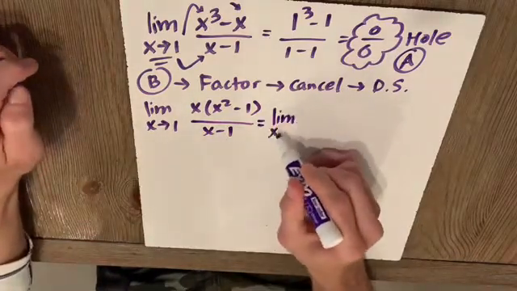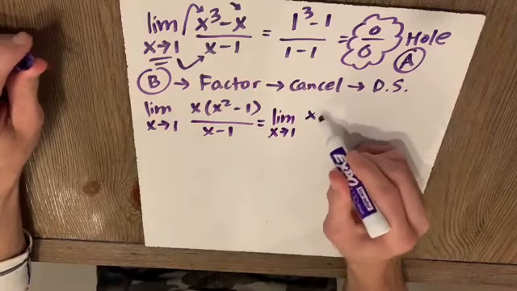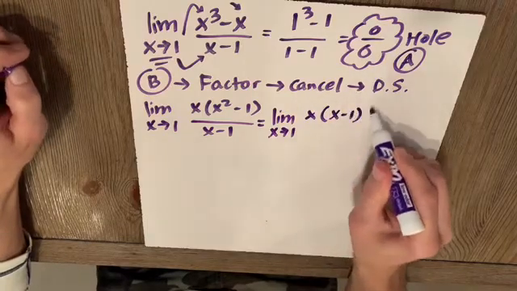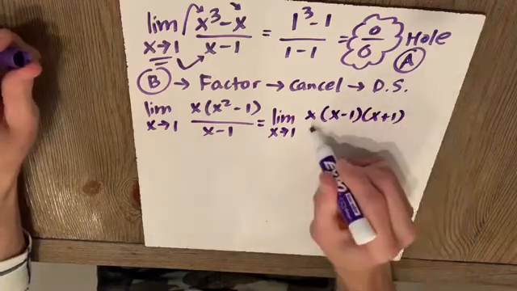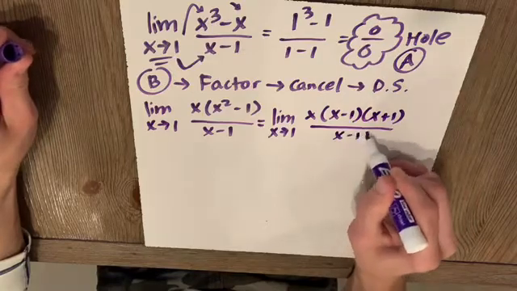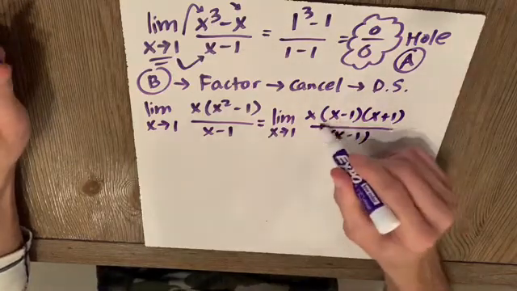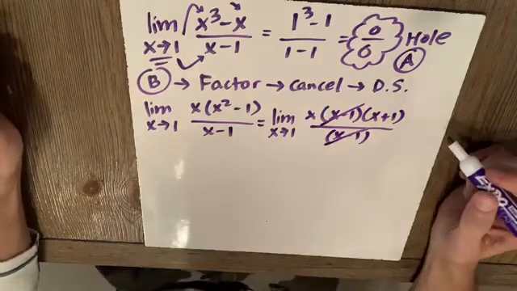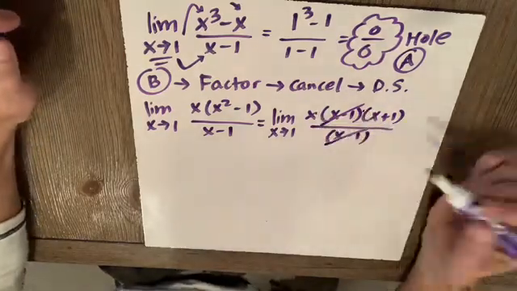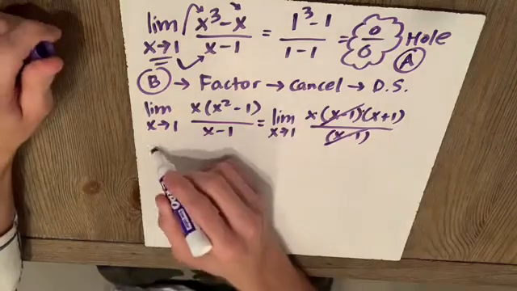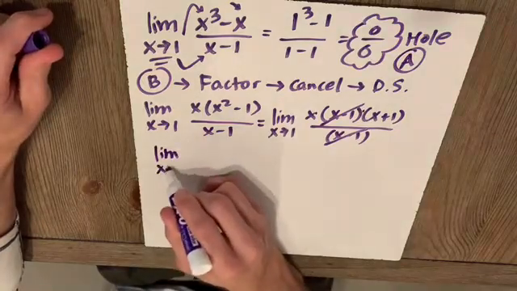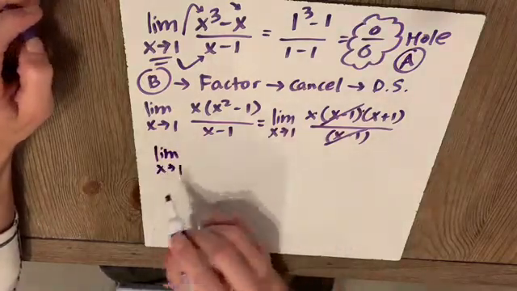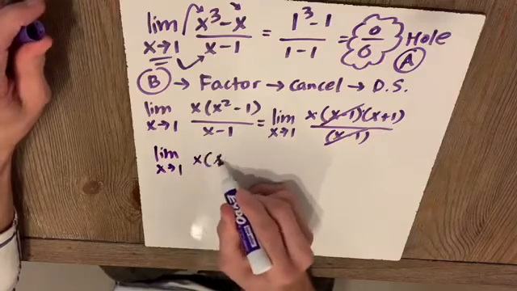So I have the limit as x approaches 1 of x times (x minus 1) times (x plus 1) over (x minus 1). Now, because this is all multiplication, I can cancel. I can't cancel across an addition or subtraction, but this is times and this is times. So that allows me to do it. And so my surviving function after I cancel is x times (x plus 1).